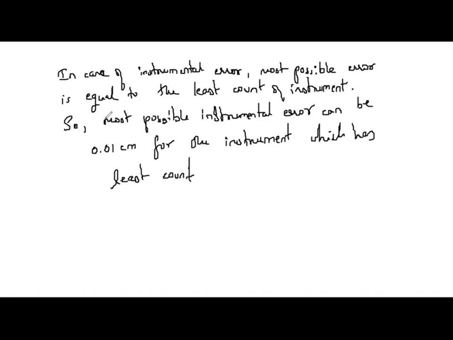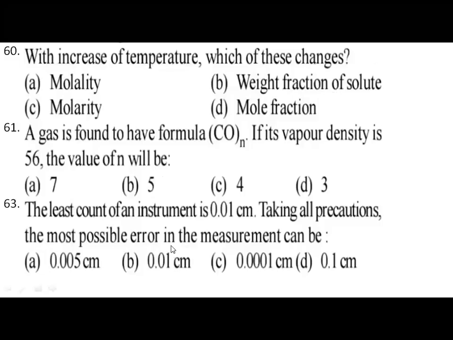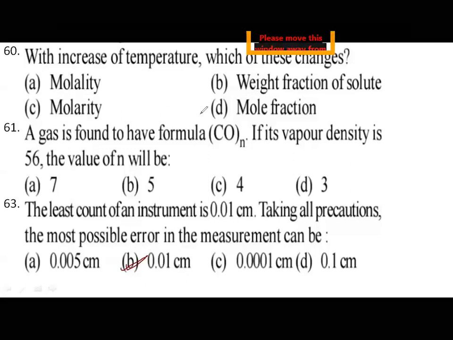How much? See, in case of instrumental error, the most possible error is equal to what? The least count of the instrument. So they have said the most possible error is 0.01 centimeter for the instrument. So its least count will be how much? Its least count will be 0.01 centimeter. Yes or no? Least error will be 0.01 centimeter. So it is option B, 0.01 centimeters. Yes, is that clear?